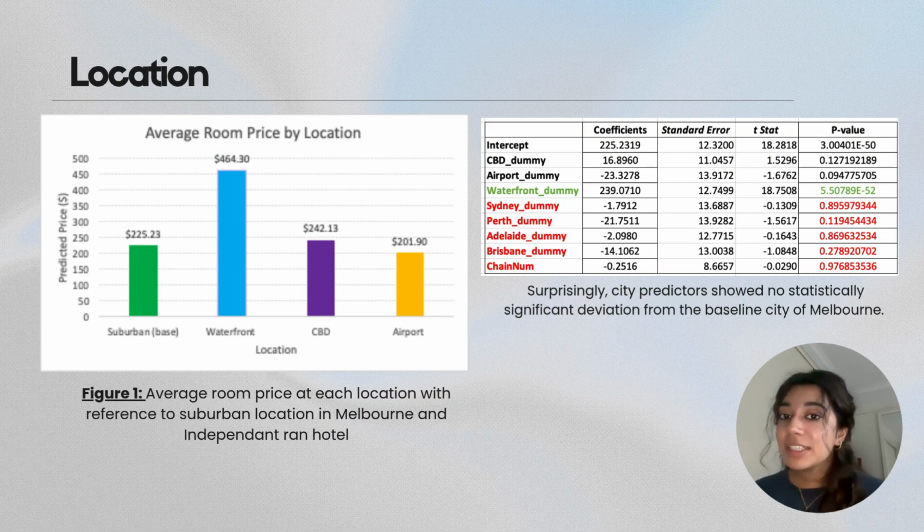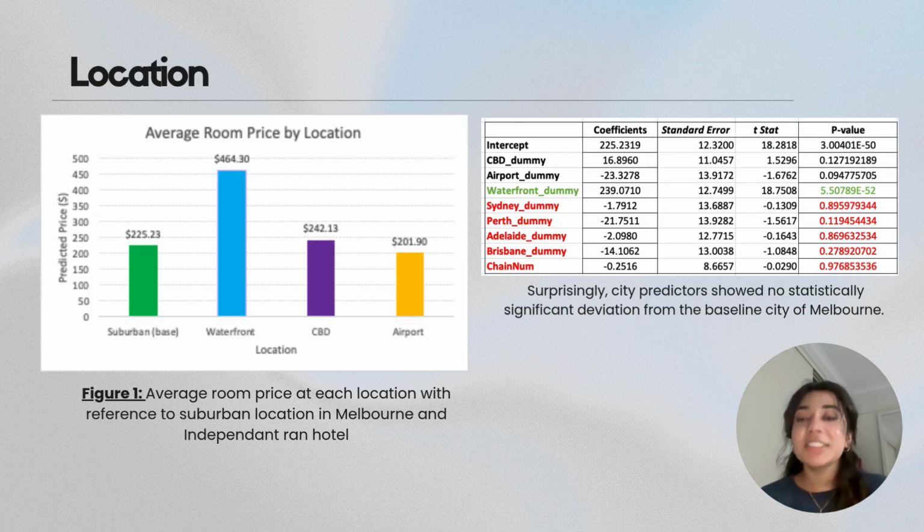Additionally, waterfront hotels also have an extremely low p-value, as you can see on the table in the green, which allows us to confidently reject the null hypothesis that location does not influence average room price, as we can see that it does in fact influence. From a pricing decision standpoint for any hotel managers, this suggests that the micro-location of a hotel is a valuable asset and greatly influences average hotel room price.